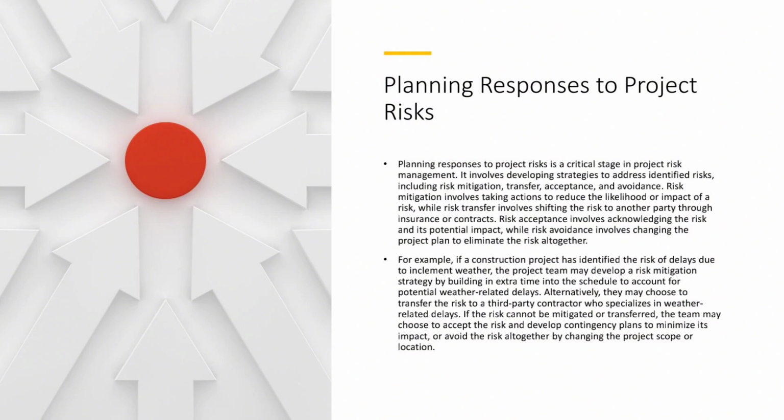For example, if a construction project has identified the risk of delays due to inclement weather, the project team may develop a risk mitigation strategy by building extra time into the schedule to account for potential weather-related delays. Alternatively, they may choose to transfer the risk to a third-party contractor who specializes in weather-related delays. If the risk cannot be mitigated or transferred, the team may choose to accept the risk and develop contingency plans to minimize its impact, or avoid the risk altogether by changing the project scope or location.